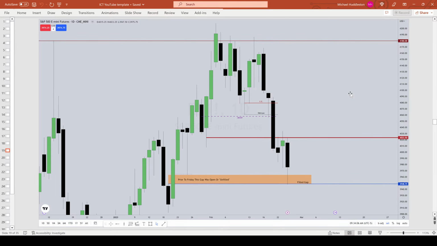Zoomed in, we have this small little gap down here. Prior to Friday's trading, this was unfilled, or it was left open. And on Friday, we delivered it right to it. Mean threshold, consequent encroachment of the wick here, trades up into it there, and then delivers down to that level. That is very, very precise.